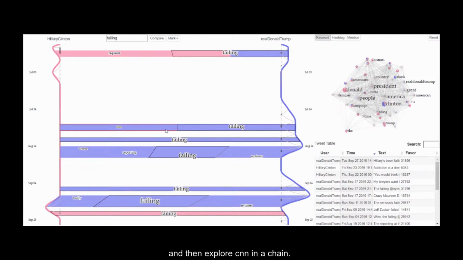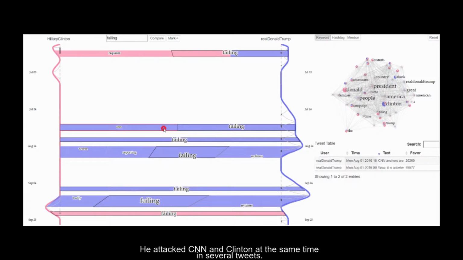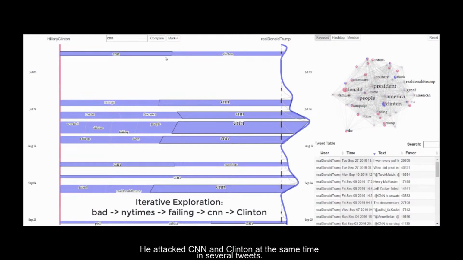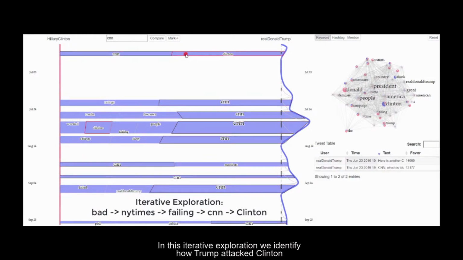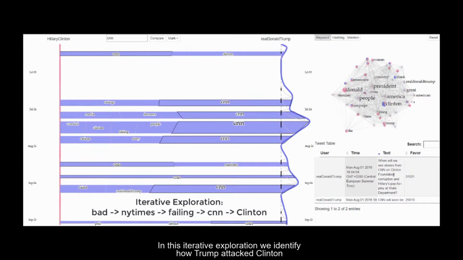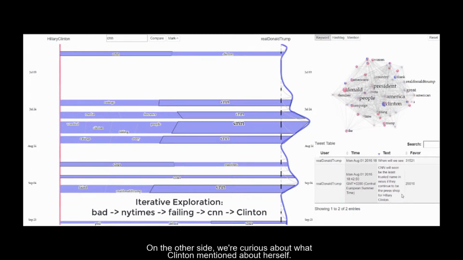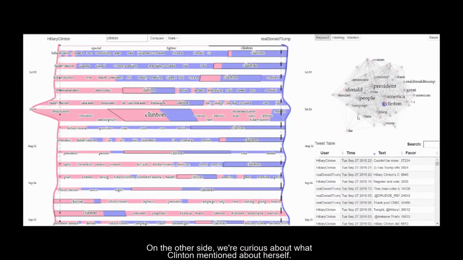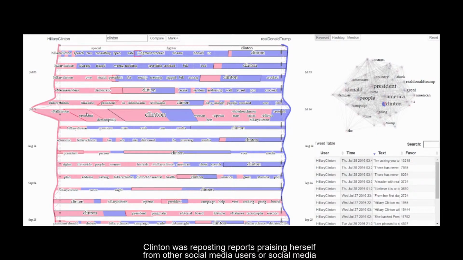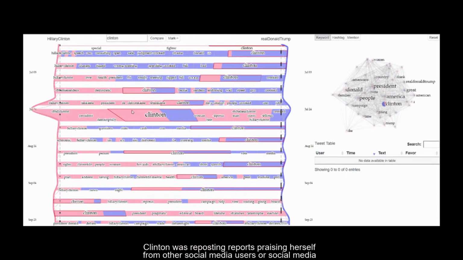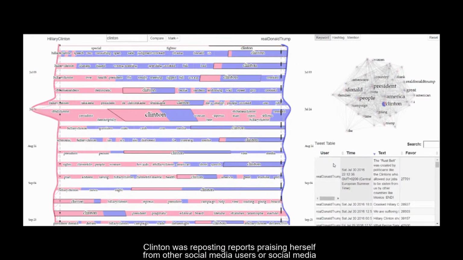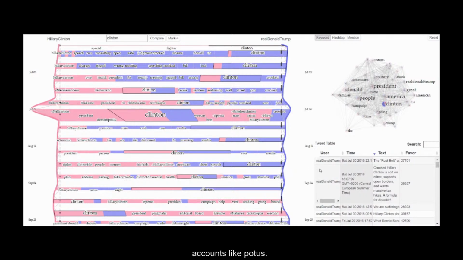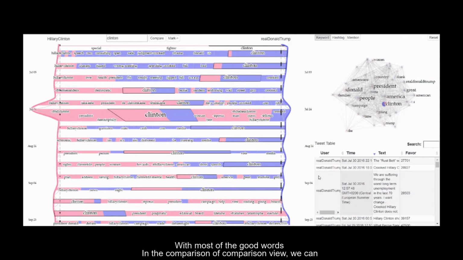And then explore CNN in the chain. He attacked CNN and Clinton at the same time in several tweets. In this iterative exploration, we identify how Trump attacked Clinton. On the other side, we are curious about what Clinton mentioned about herself. Clinton was reposting the reports praising herself from other social media users or accounts, with most of the good words.